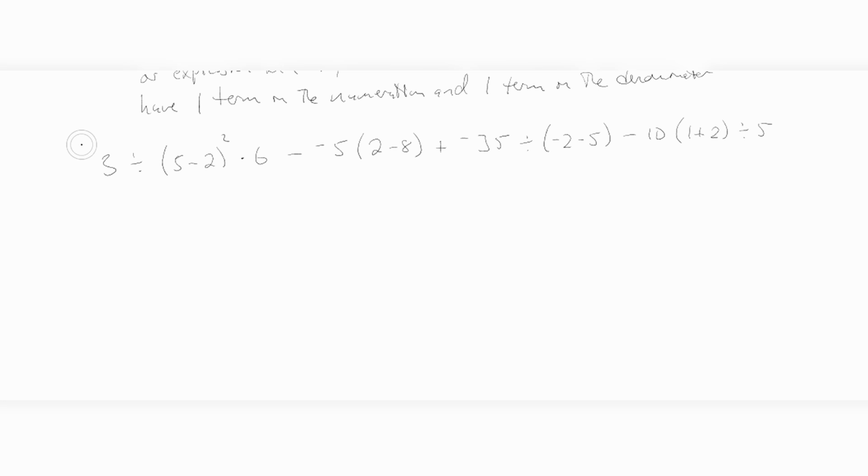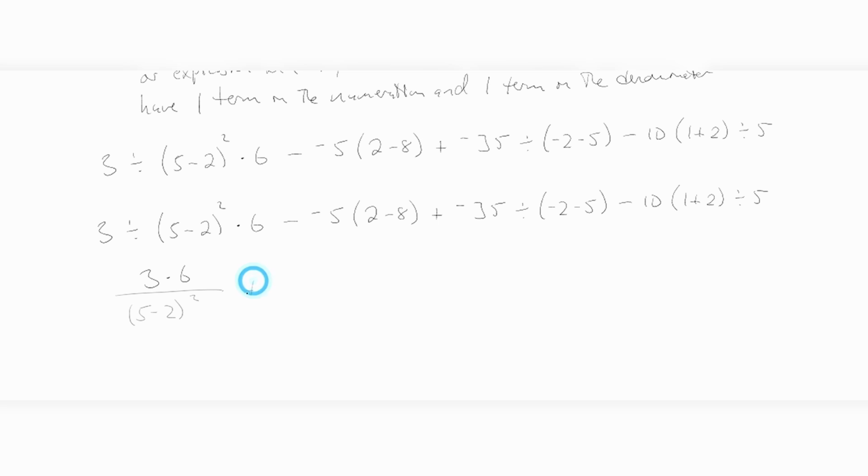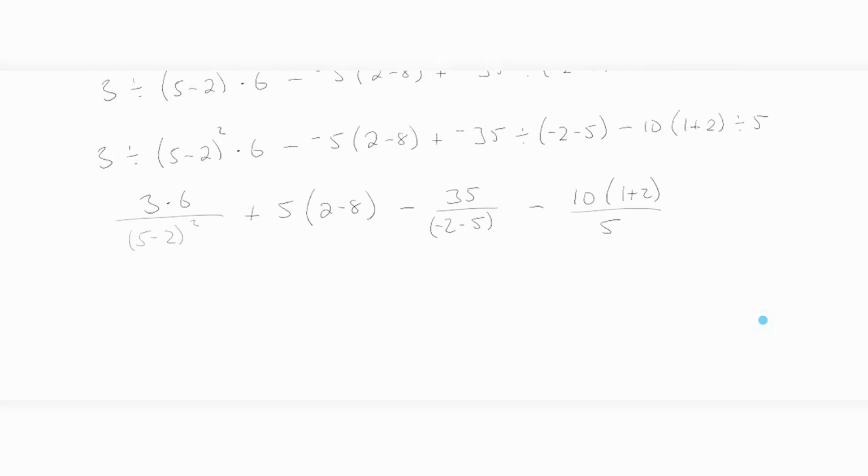Okay, here's a big expression. The first thing I want to do is clean this up as per my previous video. So here the divided by 5 minus 2 squared means the 5 minus 2 squared is in the denominator. 3 times 6 is in the numerator. Minus negative is the same thing as plus. 5, 2 minus 8. Plus a negative is just minus 35. And divided by, and then in parentheses, negative 2 minus 5. That negative 2 minus 5 is in the denominator. And the same thing here, minus 10, 1 plus 2 is in the numerator, and that divided by 5 means the 5 is in the denominator.